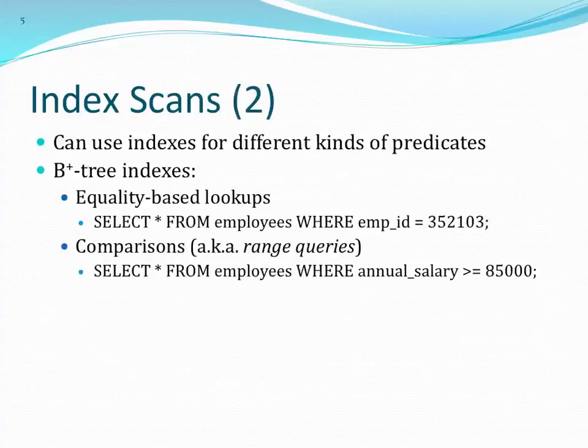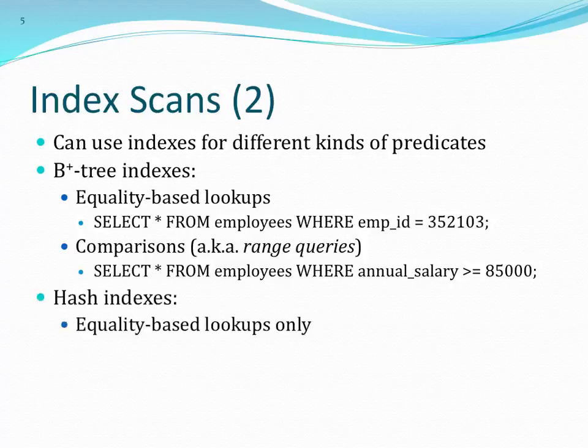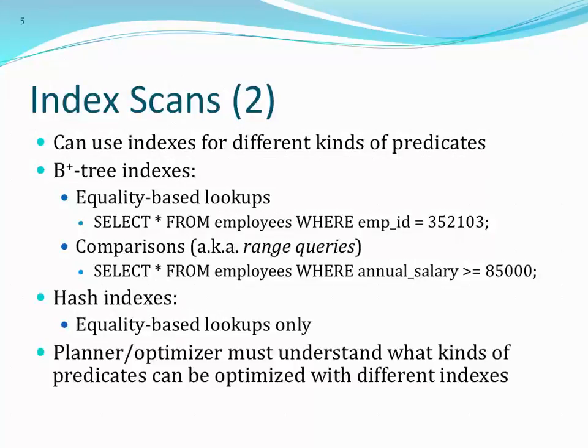Let's see. So indexes for different kinds of predicates. So B-tree indexes, obviously, equalities are good. They're not the best because hashing is the best, typically. And comparisons are also good, which is really nice because this is why we use B-trees almost all the time, because they're good at multiple things. So any kind of range query, where we say, I want to select things where the value is at least this, or at most this, or within some range, or so forth. Hash indexes are basically only good on equality.